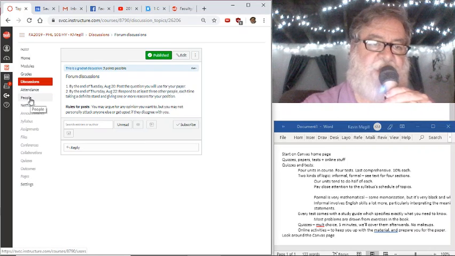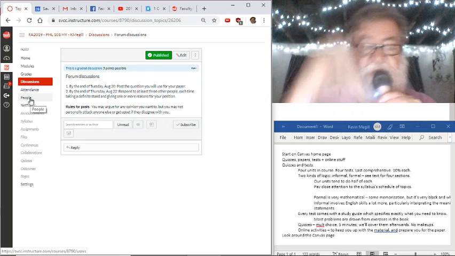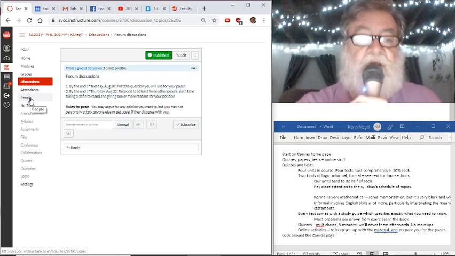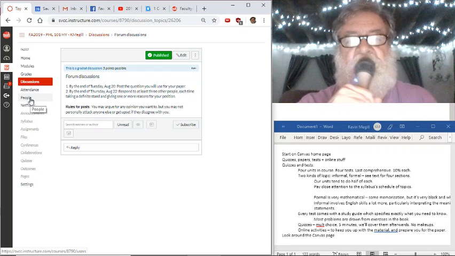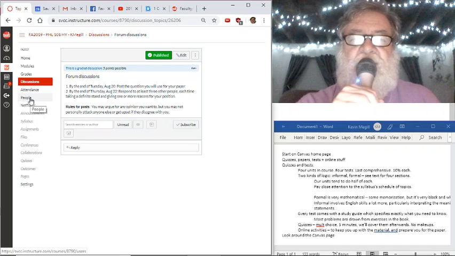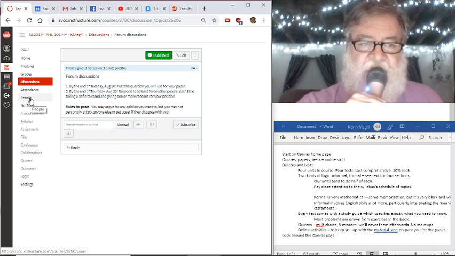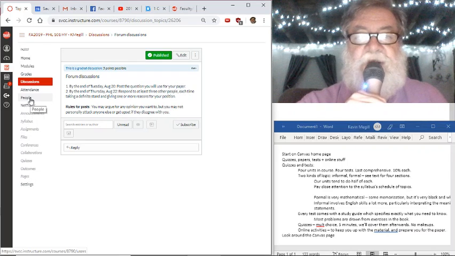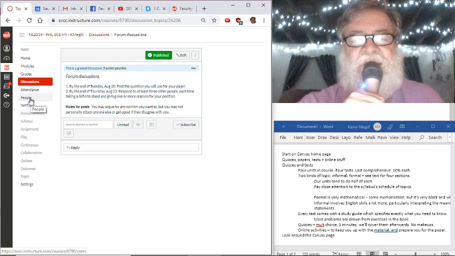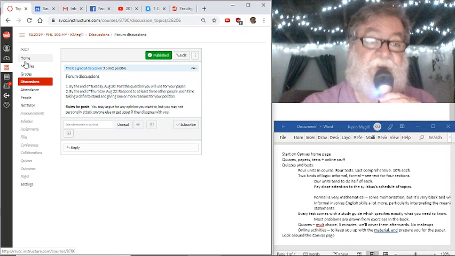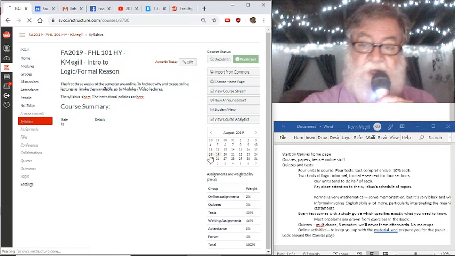There's an attendance page. There's a people page, which I'll explain later on. It's about helping you put yourself in groups. And then NetTutor. NetTutor has nothing to do with me. It's just that the college provides this free tutoring service, and we include it in all our Canvas pages. I don't know whether it has anything to do with Logic, but if it does, please take advantage of it. Okay, so that's what to expect here.